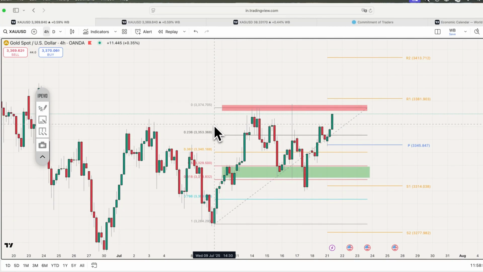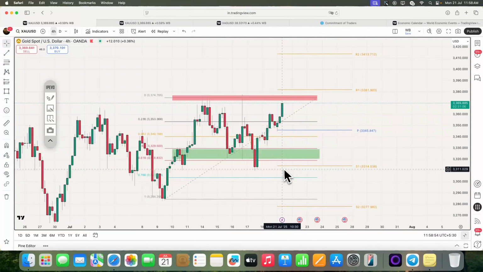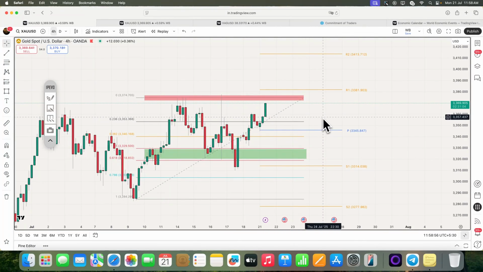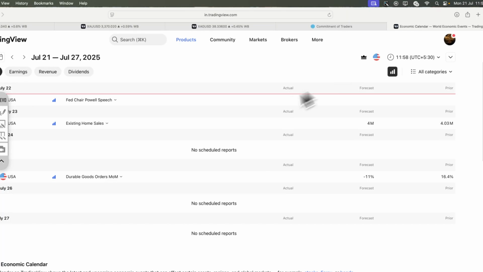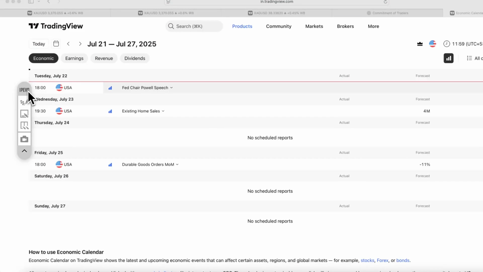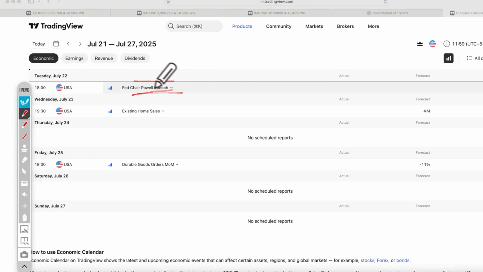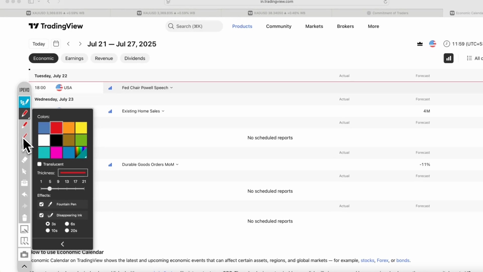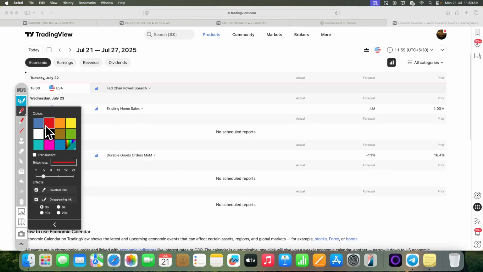But gold is currently looking very bullish. As you can see, overall the structure is looking very healthy, and for the data that we have to watch this week, tomorrow, that is Tuesday, we have the Fed Chair Powell speech that we have to take care of, and on Wednesday we have existing home sales data, and on Friday durable goods orders. So these are the data that we have to watch. But as per the current price action, I think buying on the dip is looking good on gold.